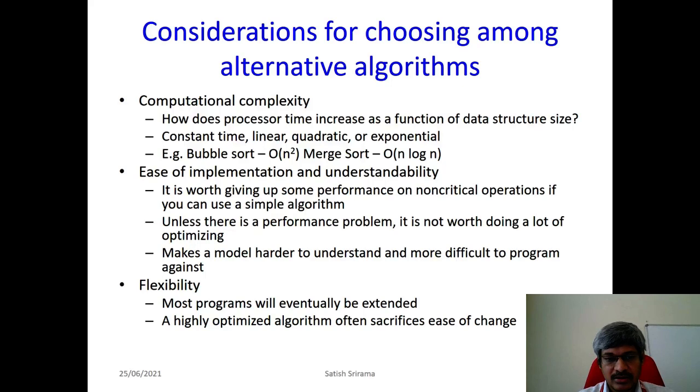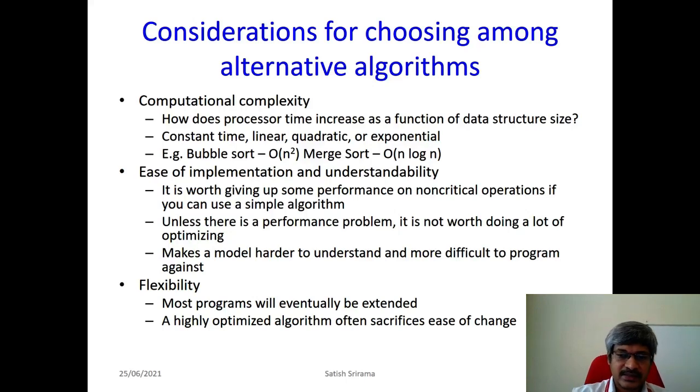But if it is not so critical an application, we don't have to worry about performance all the time, and we can use a simple algorithm. Until and unless there is a performance problem for you, it is not worth doing a lot of optimization in the source code. Do the optimization to the level which is required, but not a lot. If you do a lot of optimization, it actually makes the model much harder to understand.